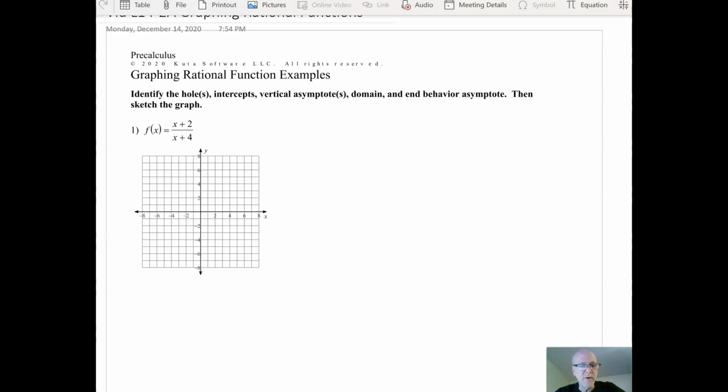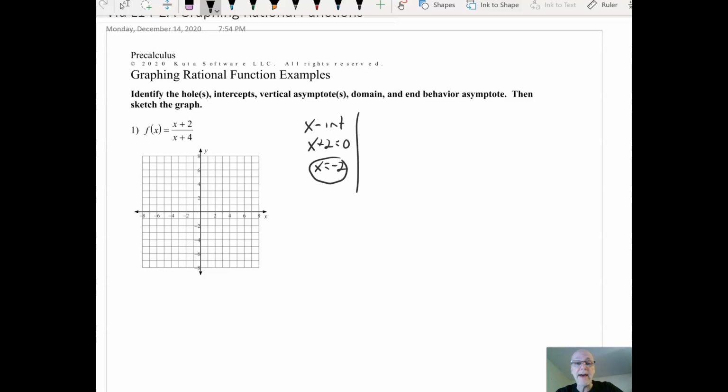All right, so the first one, notice that this first example is already factored. There's nothing to factor here. There's nothing to cancel, so there's no holes. So we go right to the x-intercepts. So x-intercepts, remember, come from the numerator. So for the x-intercepts, we're looking at x plus 2 equals 0, or x equals -2, and that's the only x-intercept.